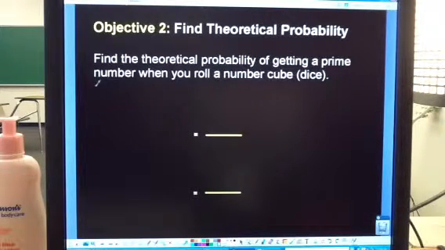So we've got 1, let's see, 1 is prime, 2 is prime, 3 is prime. We decided 4 is not prime, right? 4 is not prime. 5 is prime. 6 is not prime, we decided. Okay. So our probability of getting a prime number is 1, 2, 3, or 5.